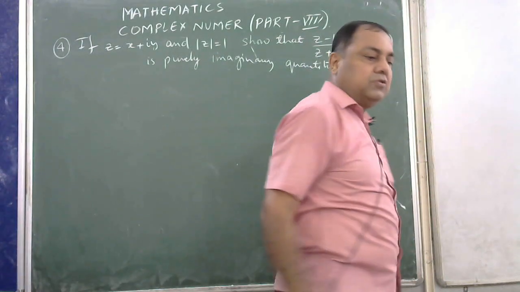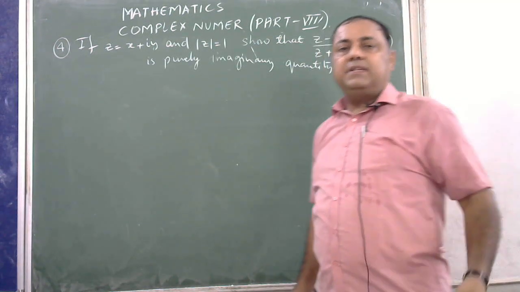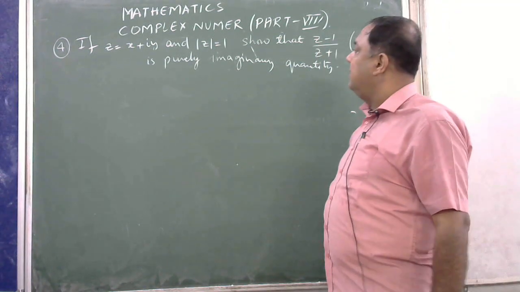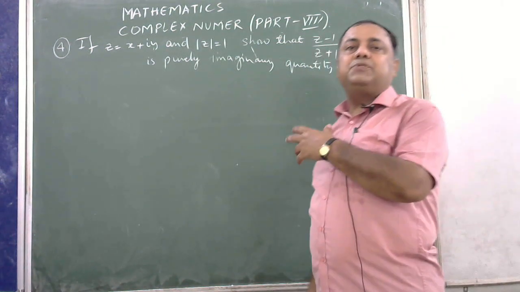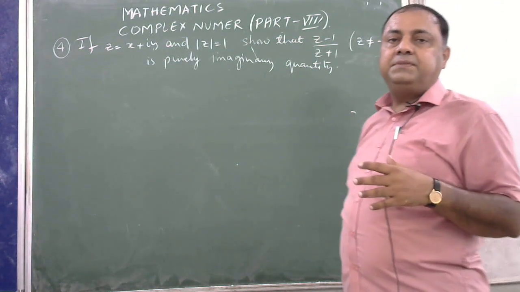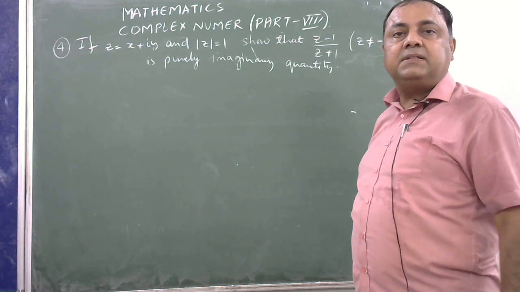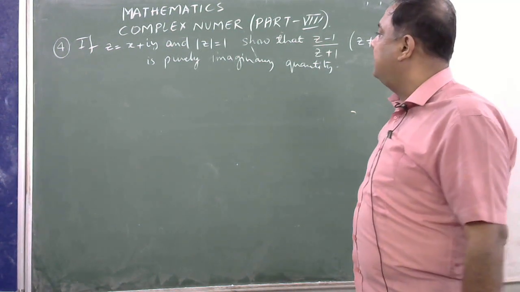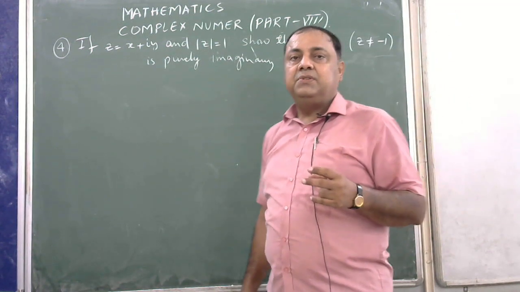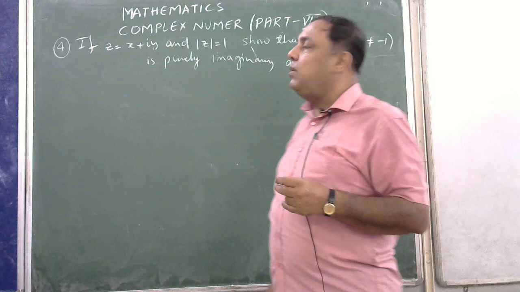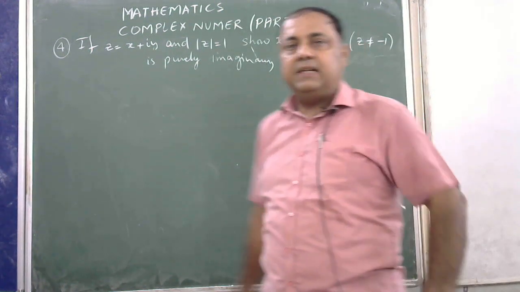This is a very important problem, and in our examinations, whether half yearly or annual, or in central examination of class level, these types of problems are there concerning locus, concerning purely imaginary quantity. Now, how to work this out? What are we given? We are given two conditions. What are they? First, our value of z is given, which is the complex number x plus iy.